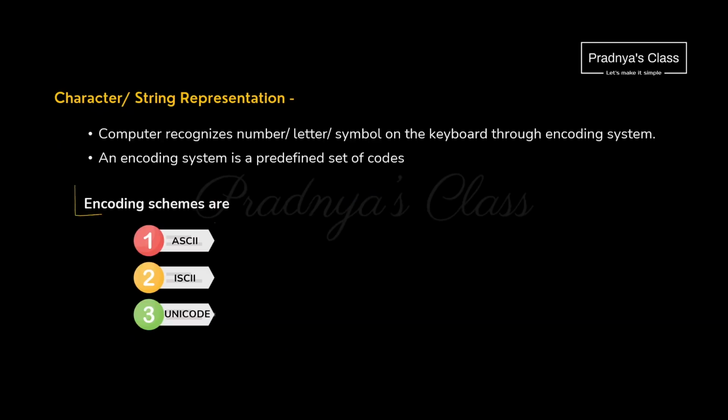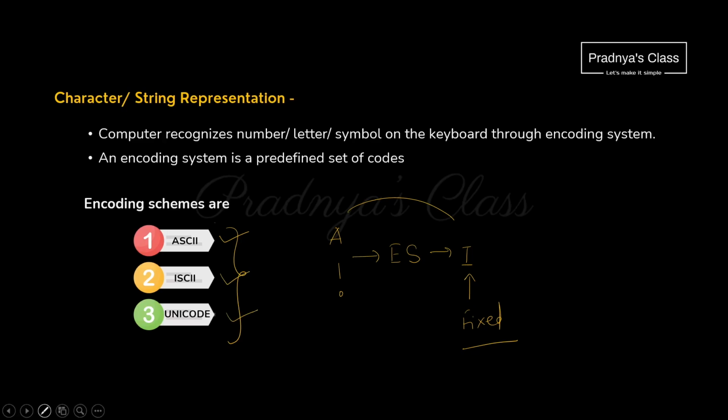Finally we are at the last topic, it is encoding schemes. We have different letters and symbols on the keyboard. But how will the computer understand? For that it uses encoding schemes. These numbers and letters will get converted to some integer value. And this integer value is fixed. There are 3 different encoding schemes. The first one is ASCII, the second one is ISCII and the third one is Unicode.